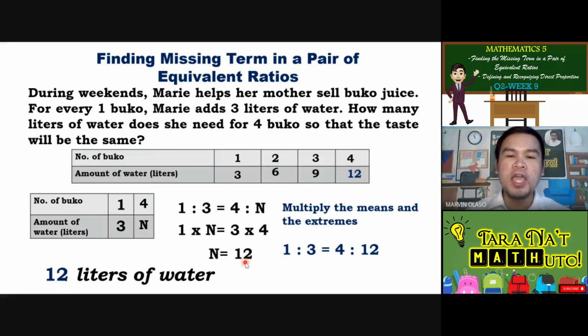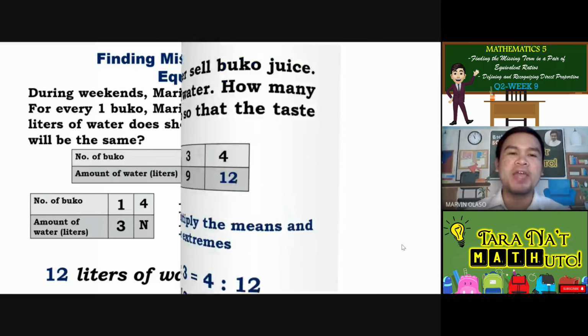So ang value ng n natin ay 12. Check natin kung 12 ang sagot ay tama. Multiply the means, we have 3 times 4, we have 12, and multiplying the extremes, 1 times 12 is also 12. That means the answer 12 is correct. Okay, did you understand? So let's try some more. Let's have some examples.